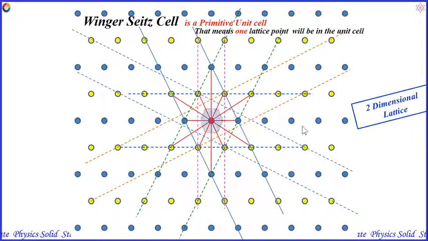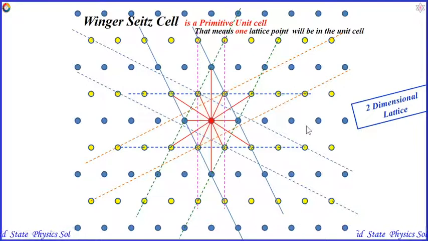Then we consider this one. In this cell we can get one lattice point and others are at the corner, so more than one lattice point is present in this cell, so it cannot be considered. Then we consider this rectangle. In this rectangle also more than one lattice point is present, so it also cannot be considered.